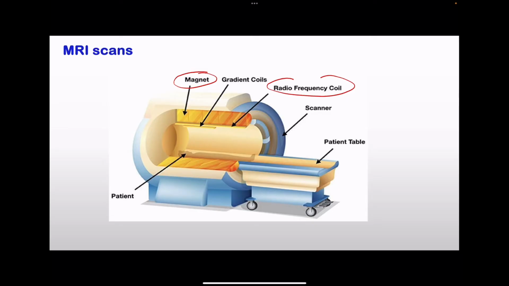A computer system is used to analyze the signal and produce an image. The images produced are going to be 2D scans. However, the computer can put together many slices to create a 3D image. These scans show more detail and they have less risk in comparison to the CT scans.